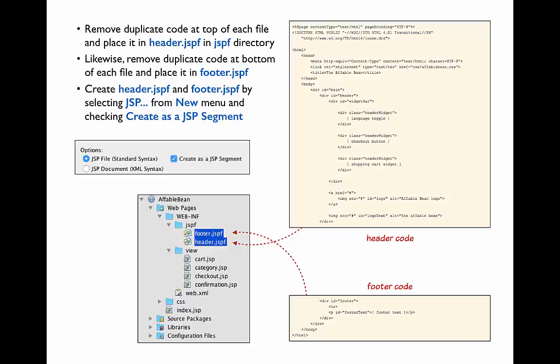One is header.jspf, and the other is footer.jspf. The header fragment will contain all of the code that starts each JSP file, up to and including the closing div tag of the header section. The footer fragment will contain all of the code that finishes each JSP file, starting with the line that begins the footer section. Once we have these files, we will delete these lines from each of our JSP files.